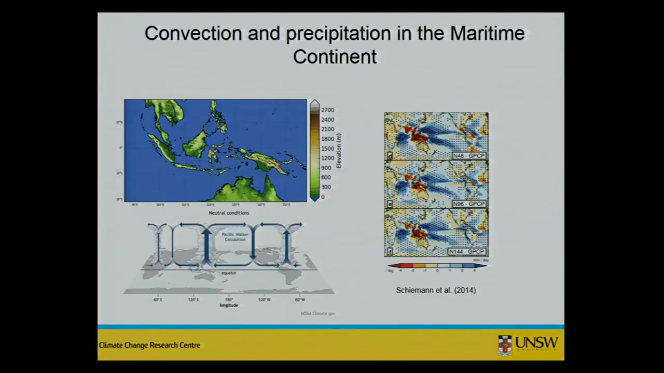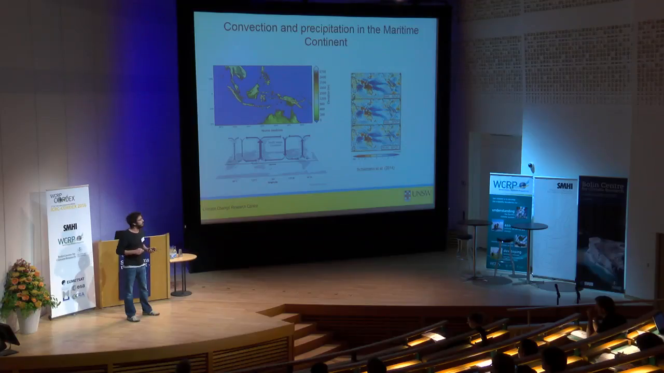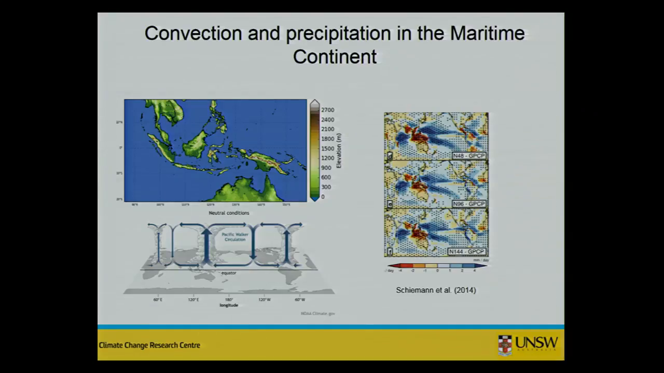Unfortunately, what happens in this area is that many models have a strong bias. This is just an example of one model in the Maritime Continent at different resolutions, and we see this very dry bias over the islands and the wet bias in the surrounding ocean. This is just one model, but it's common to many other models. They tend to have very bad precipitation in this area.